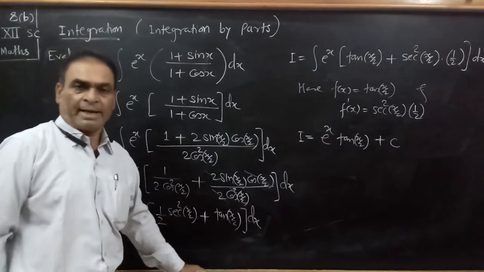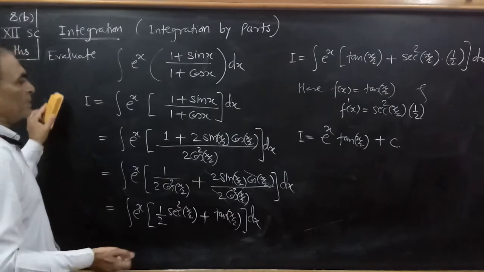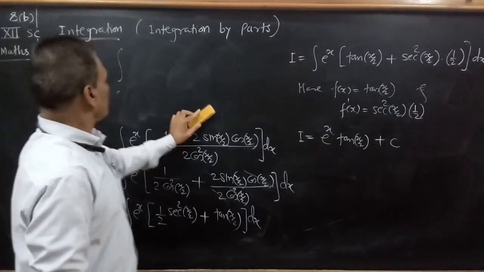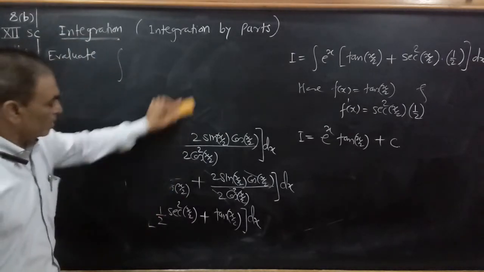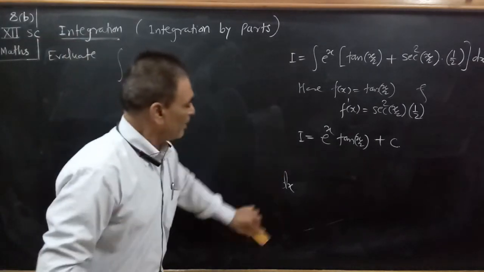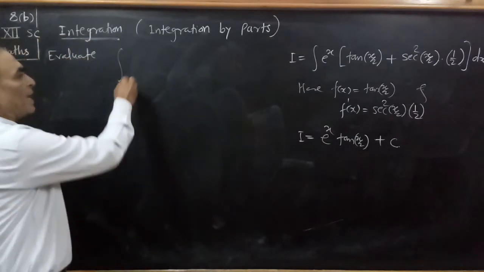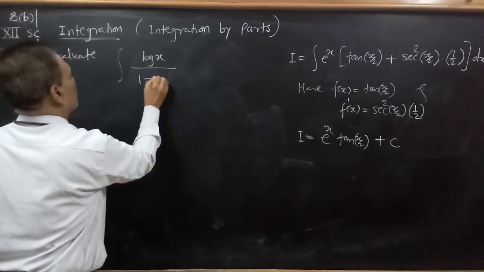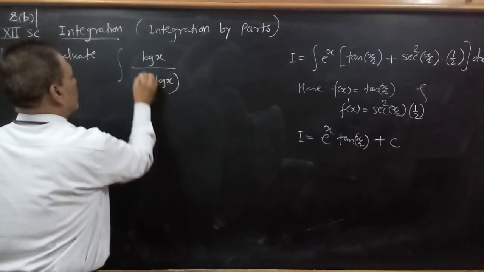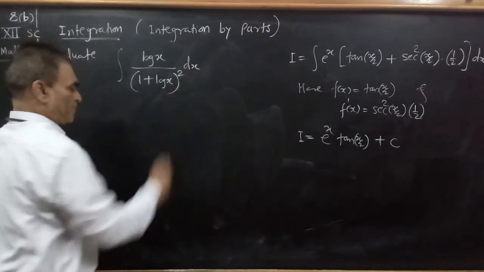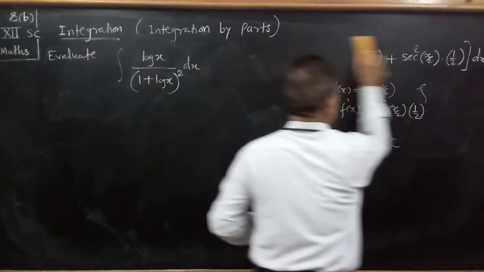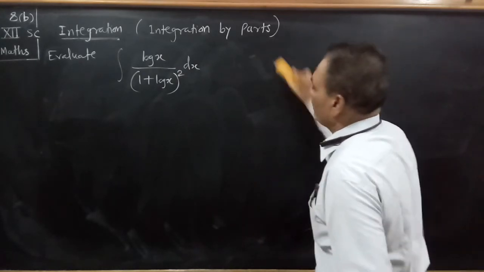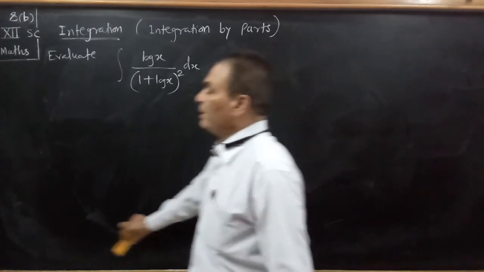Then one more question is like this. Some different type of question is there. Our written question is like this: evaluate the integral of log x divided by (1 plus log x) whole bracket square into dx. Observe the question carefully. First of all, observe the question carefully. In this question, the e raised to x term is not present.